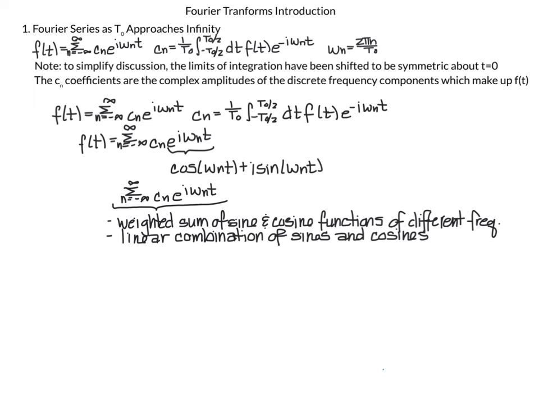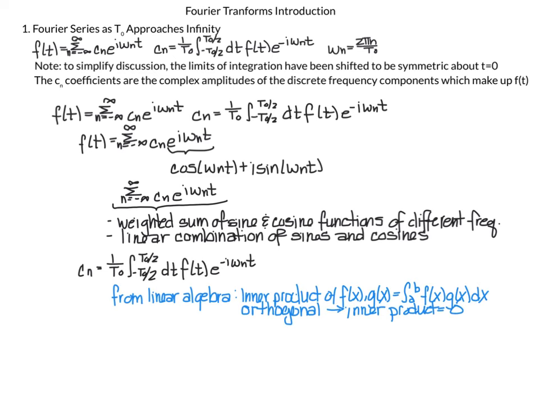If you've had linear algebra, another way of saying this is this sum here is a linear combination of sines and cosines of different frequencies. Turning next to our formula for coefficients, we see we have an integral of f of t with our sines and cosines, e to the i omega n t.